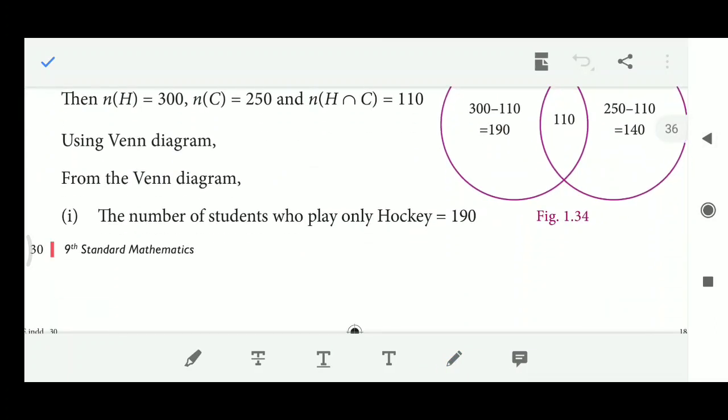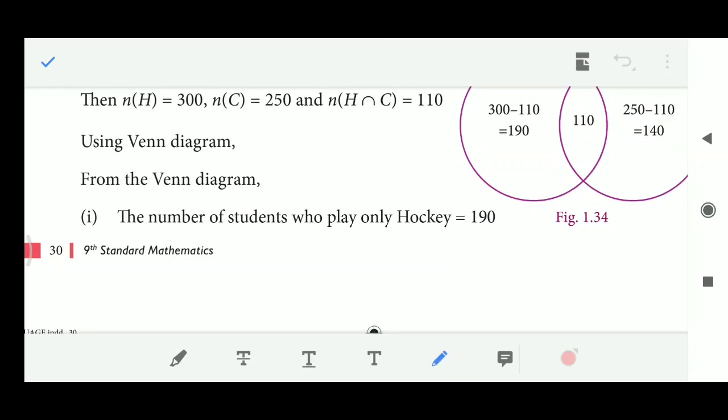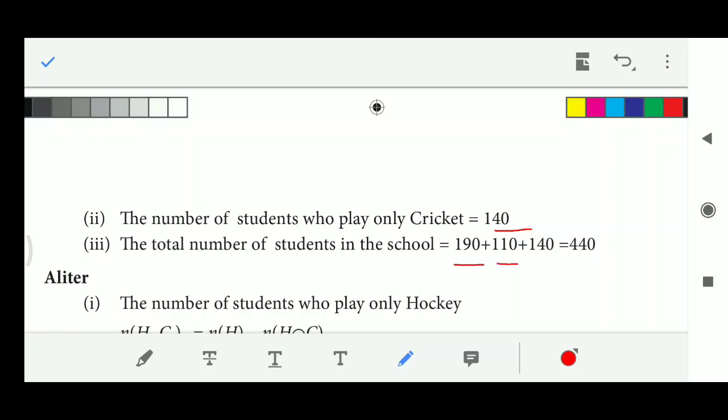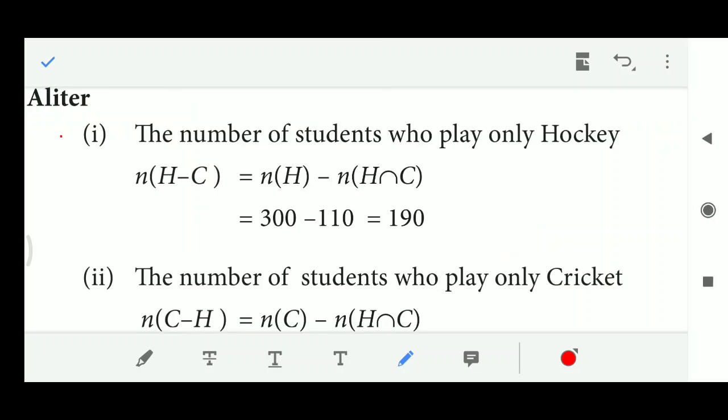From this calculation we find the three answers. From this Venn diagram, first you got the number of students who play only hockey, that is 190. Then the second one, the number of students who play only cricket, that is 140. Then the third one, the total number of students in the school, that is 190 plus 110 plus 140, which gives 440. Now we are going to do the same problem without using the Venn diagram.